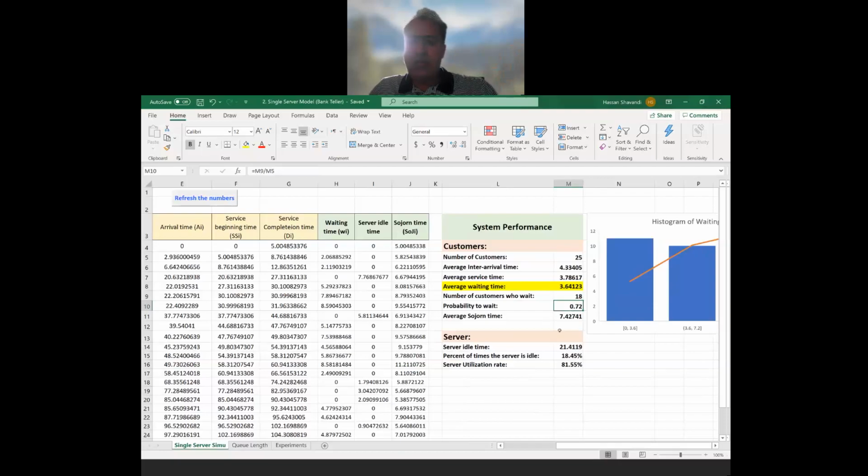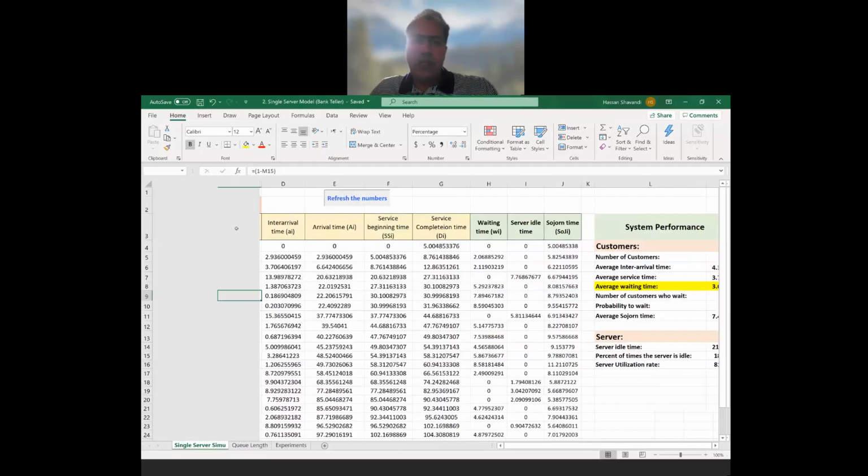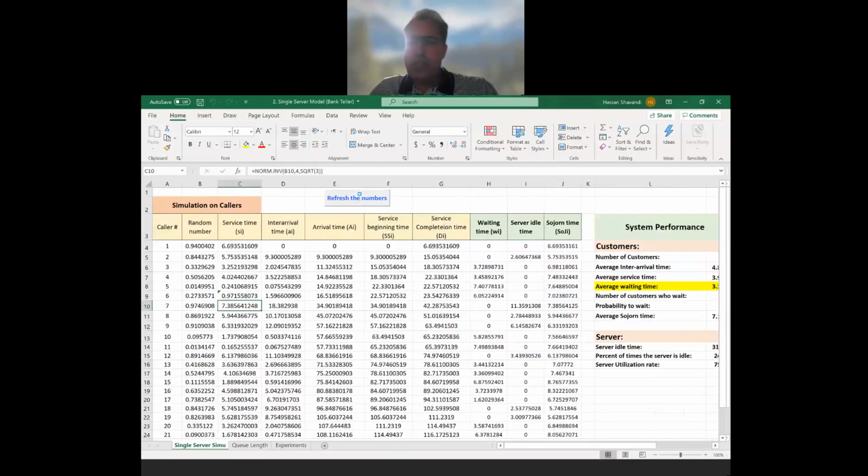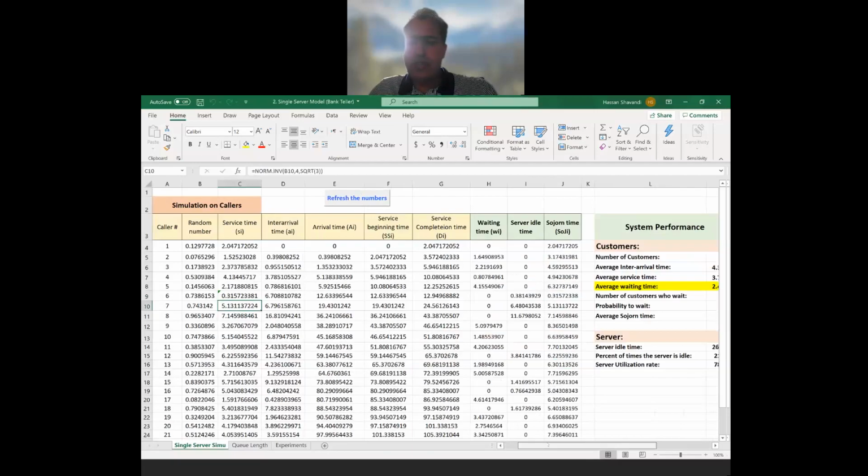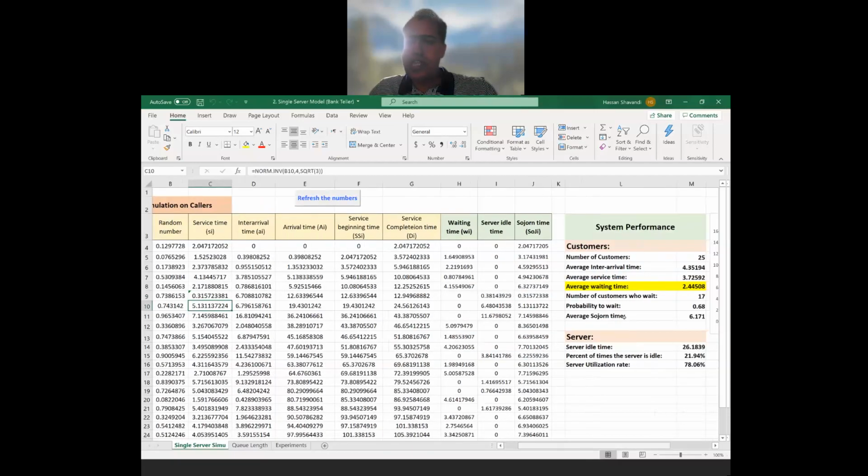The average sojourn time can be calculated here as well. The server idle time, the percent of time that the server is idle, and the server utilization rate can be calculated as well. So here, as you see, we have the performance measures for the system. Again, if we refresh the numbers, we see a different result: here the average waiting time changed from 3.67 to 2.44.